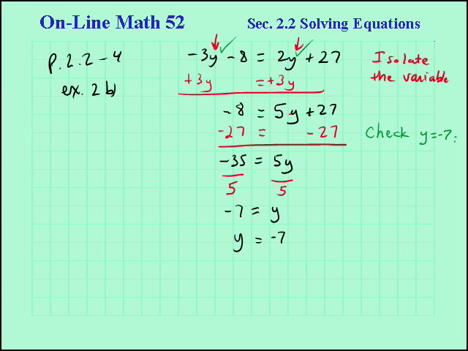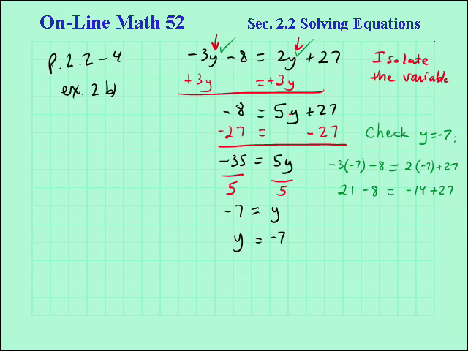Let's see. -3 times -7, and I'm using parentheses for the times so I don't get confused, -8. And we want to know, does that equal 2 times y, again -7, plus 27? So I'm going to have to do a little arithmetic here. This is not algebra now, this is just arithmetic, order of operations maybe. We'll multiply first to get a +21 and a -8 equals a -14 plus 27.